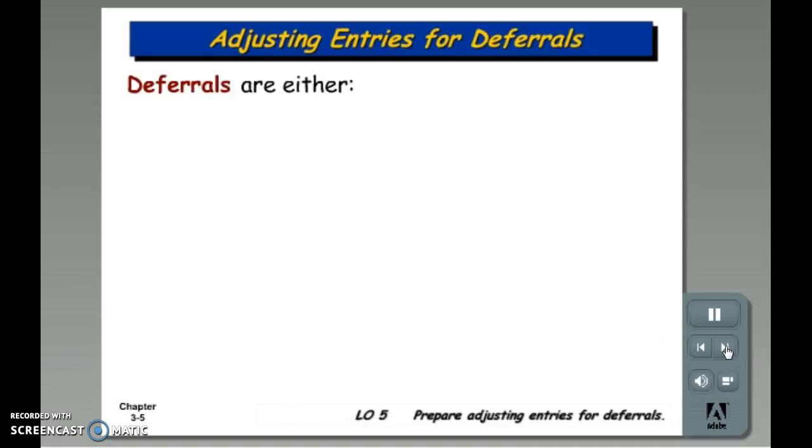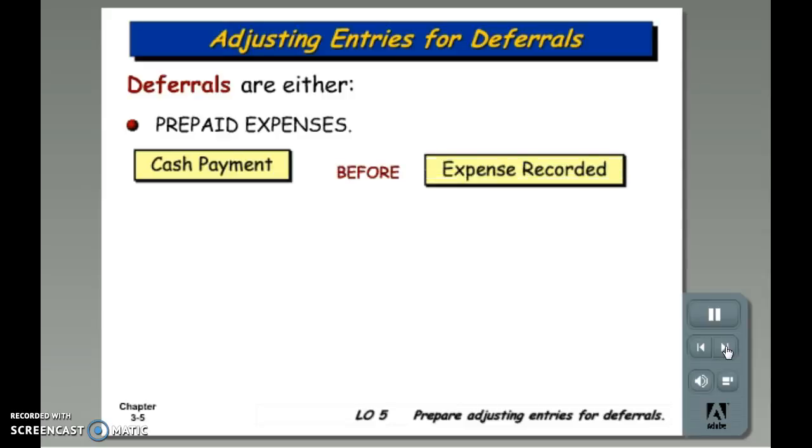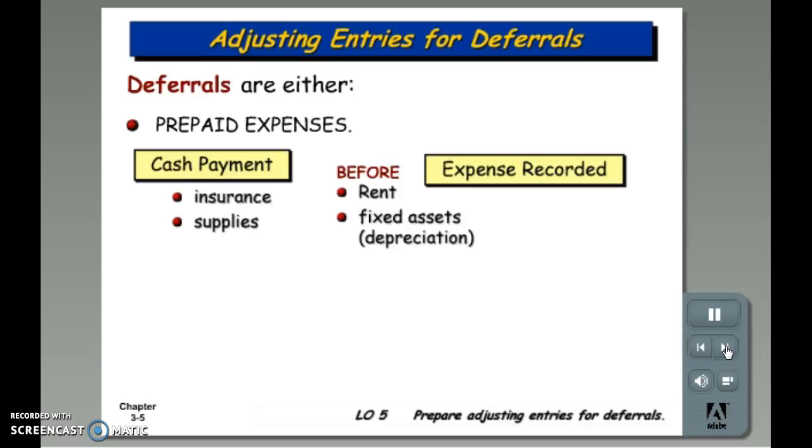The first type of deferral we will examine involves prepaid expenses, in which the cash payment has been made before the expense is recorded. Examples of these situations involve insurance or supplies that have been prepaid, as well as rent and fixed assets that have depreciation associated with them.